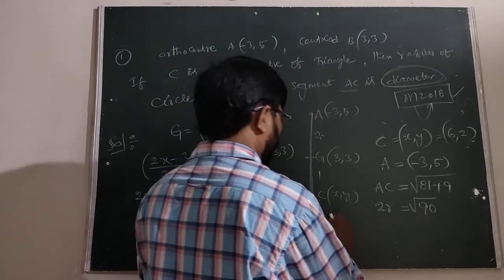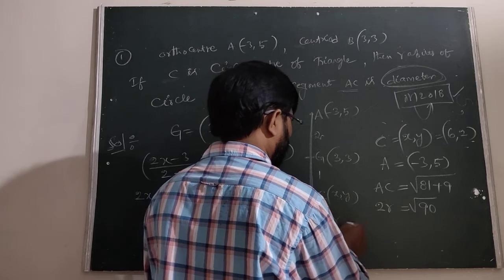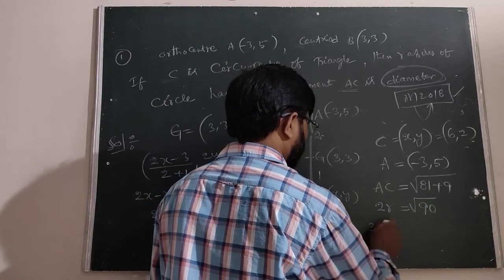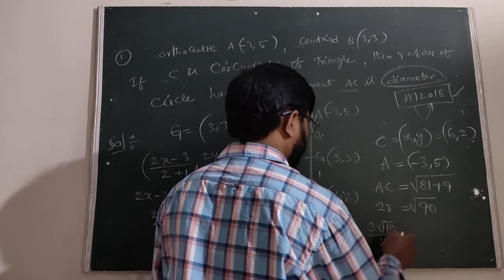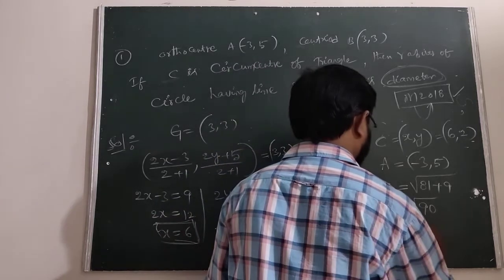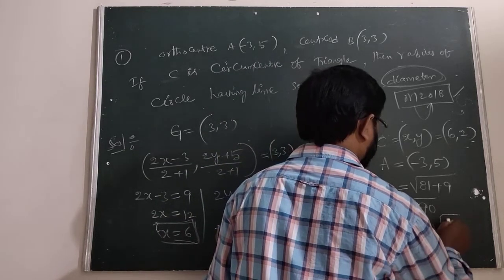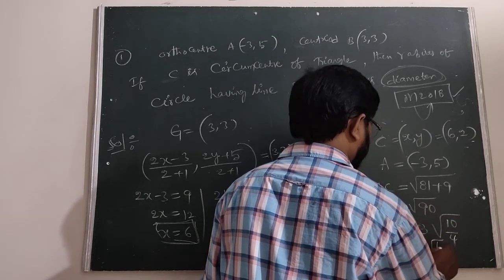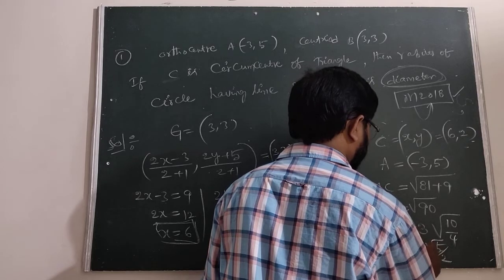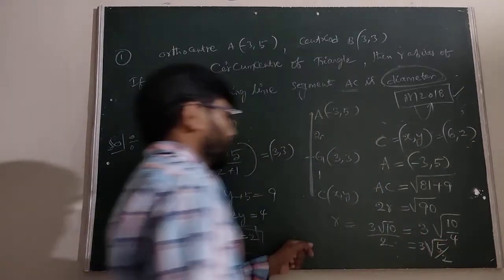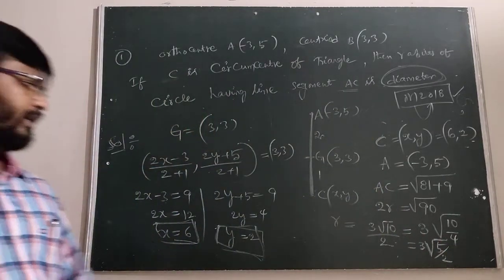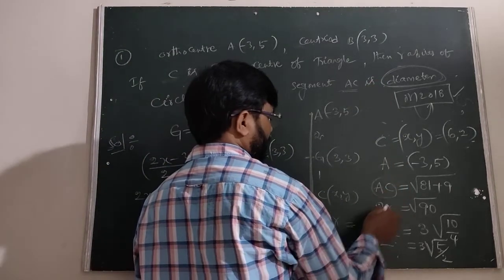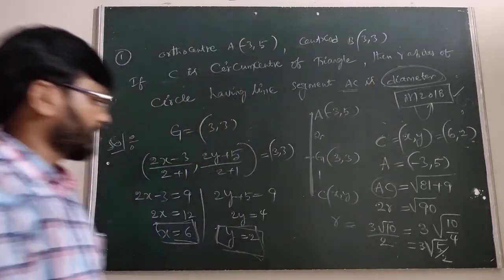Therefore the radius R equals 3 root 10 upon 2. Now this can be simplified, and 3 root 5 by 2 is the given answer. This is the radius, with AC as the diameter. Diameter means 2R. Is it clear?